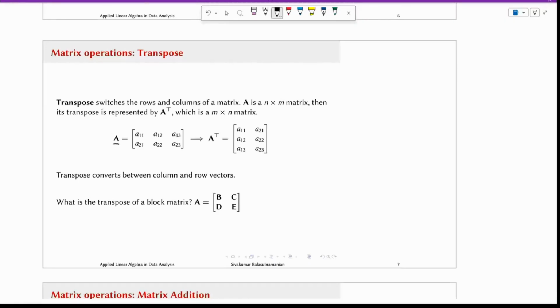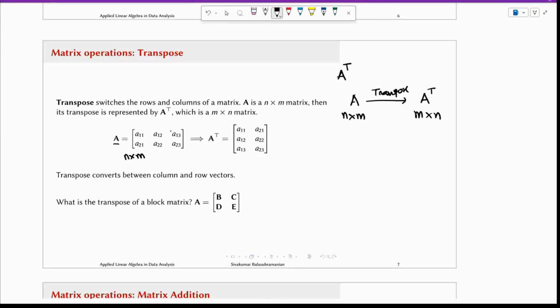Okay? So if you have a matrix A, and you do the transpose operation on the matrix A, the resulting matrix is represented by A superscript T. If you started with an n cross m matrix, the resulting matrix A transpose will be m cross n. Essentially, the first row of A will become the first column of A transpose. The second row of A will become the second column of A transpose, and so on and so forth.